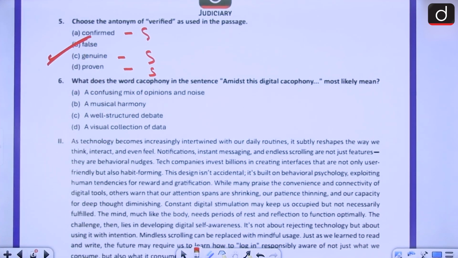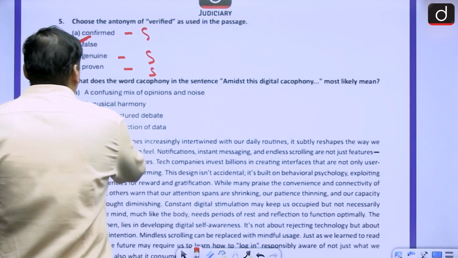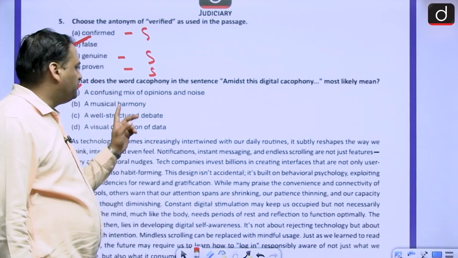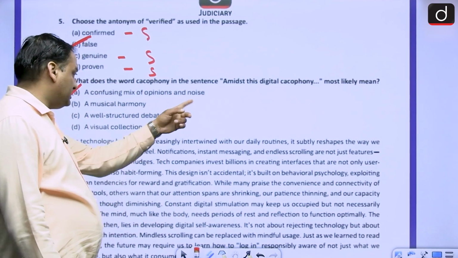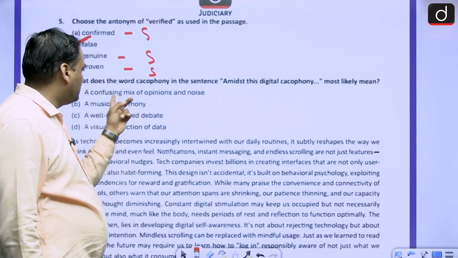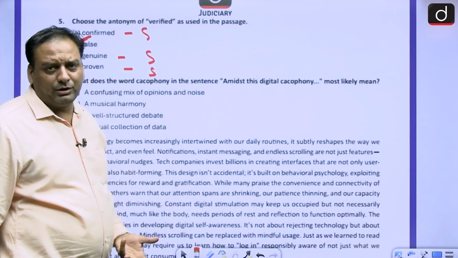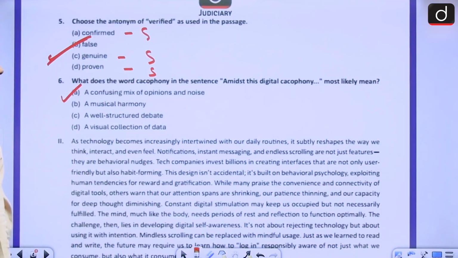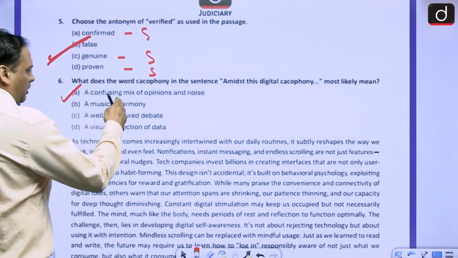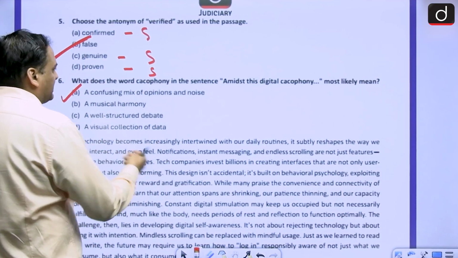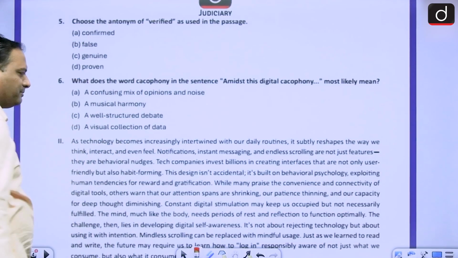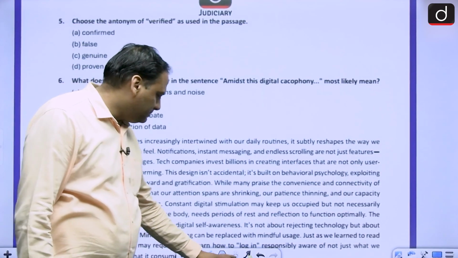What is the word cacophony in the sentence? Cacophony means harsh sound. So the right answer is what? A for apple, a confusing mixing of opinion and noise. Noise is there, so that is why we have followed this one as an answer. Musical harmony, it is not there because it is given the negative point of view. So the right answer is what? Cacophony goes to a confusing mix of opinions and noise. Is it clear? Now we should go for the next one.